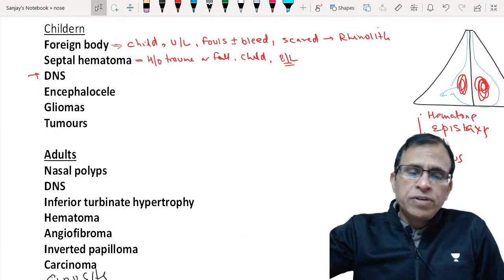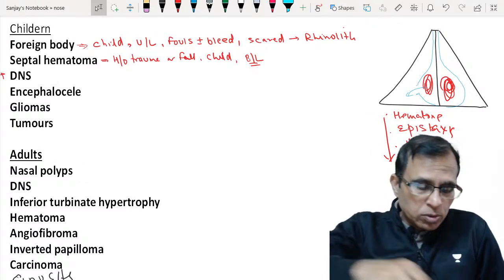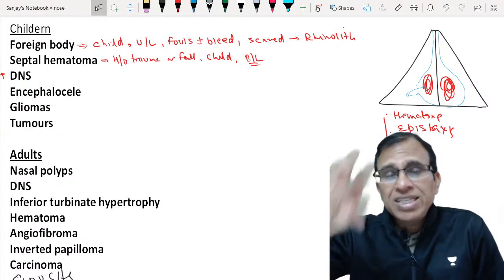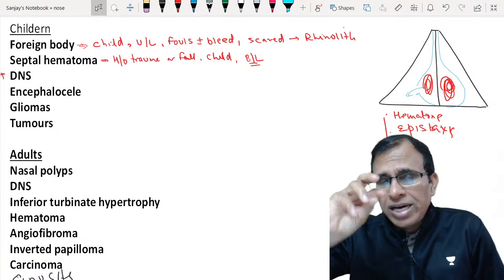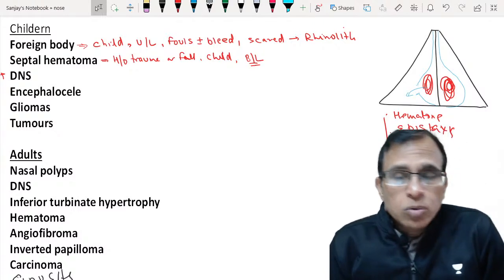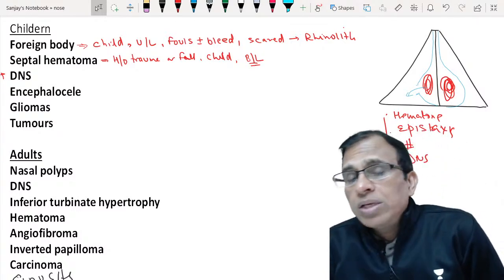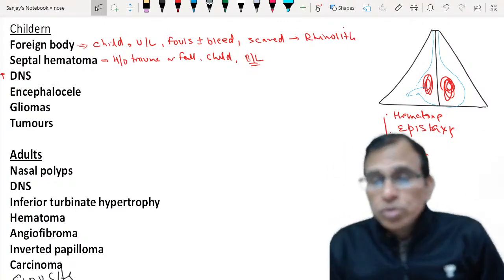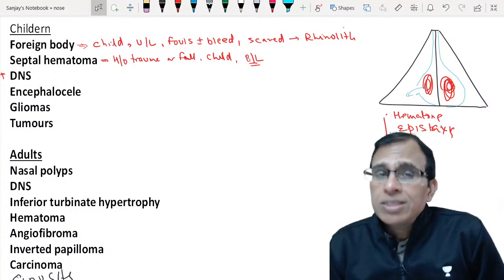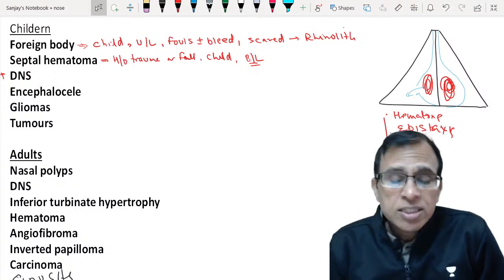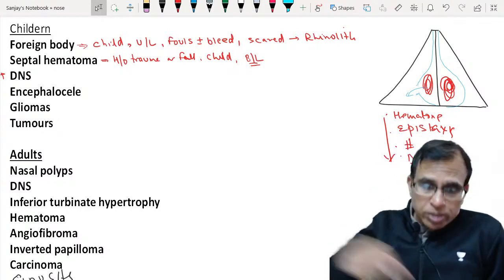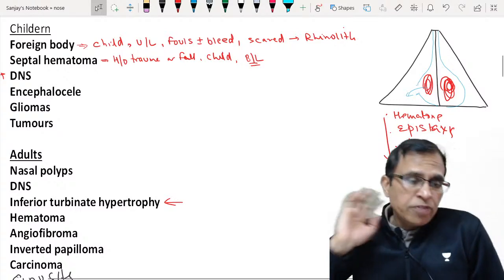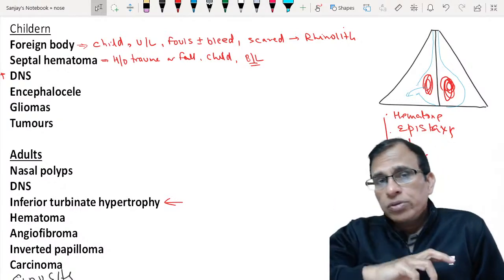Now, oftentimes, like I told you, when there is any swelling in the nose, especially in kids, because the nasal cavity is very narrow, you don't know where the swelling is coming from. Is it on the septum or the lateral wall, or coming from inside, like the sinus? Let's say inferior turbinate hypertrophy is this one, and septal hematoma.